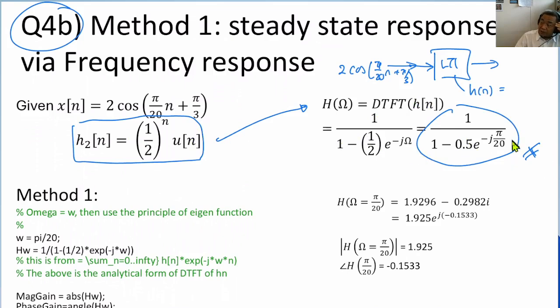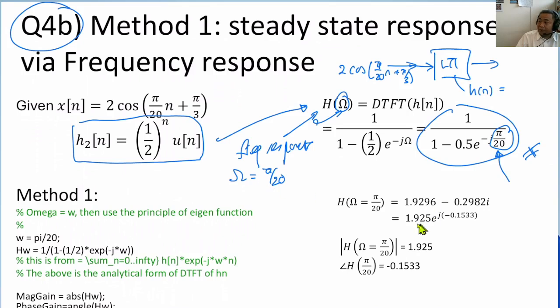The interesting thing here is that we are only interested in omega at pi over 20. What is this pi over 20 again? It is exactly this pi over 20 here, the frequency of the cosine that we are sending in. So we are only interested in the frequency response at this frequency because this is the only input that we are thinking about. We would get H of omega, which is called the frequency response. And when we say omega equals pi over 20, we are saying the frequency response at this frequency.